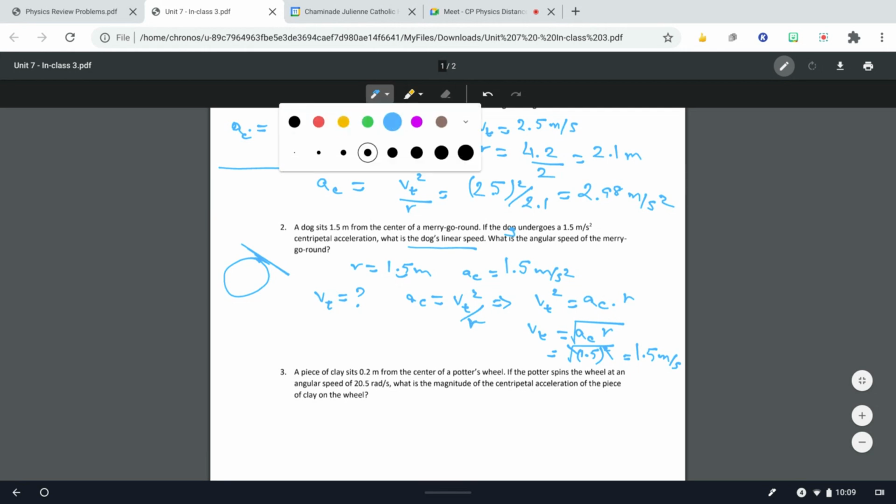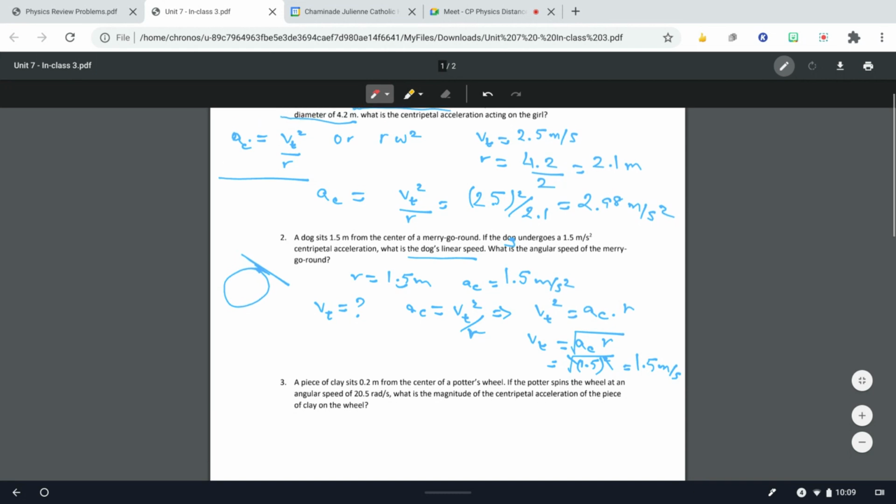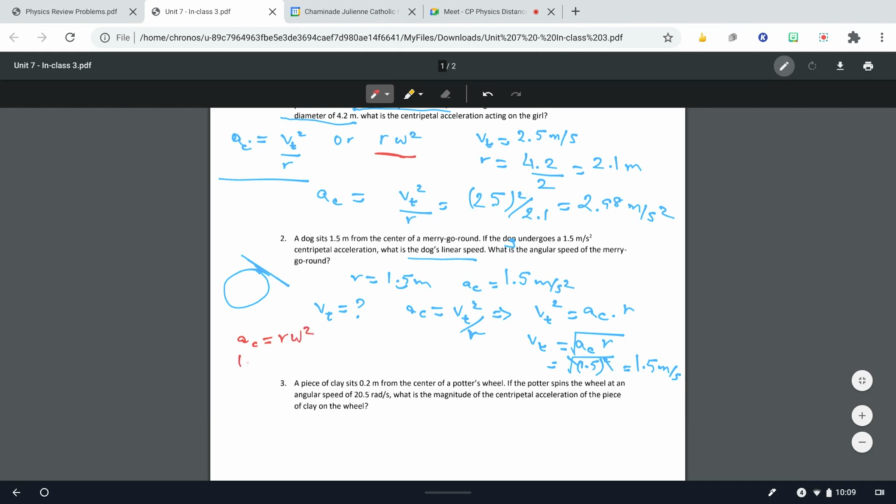Now, for the second part of the question, which is asking what is the angular speed of the merry-go-round? Remember, the other formula for centripetal acceleration is r omega squared. So AC is equal to r omega squared. Now, AC is 1.5, r is 1.5 times omega squared. 1.5 and 1.5 cancel out, and you get 1 over here. So your omega squared is equal to 1, or omega is equal to 1 radian per second. Does that make sense?